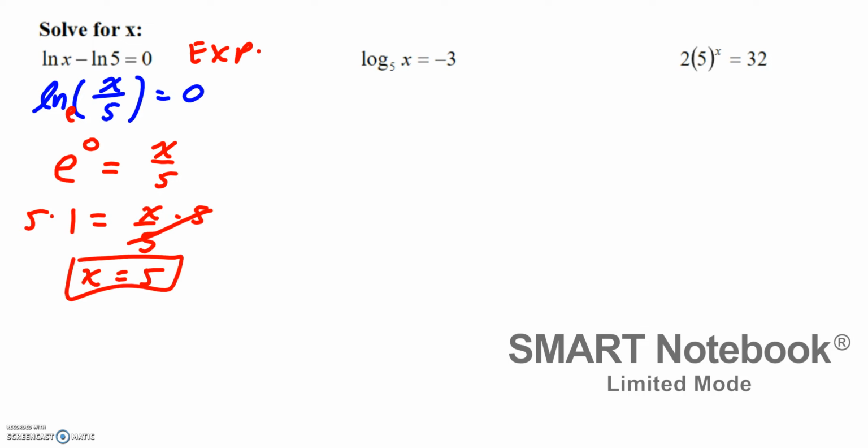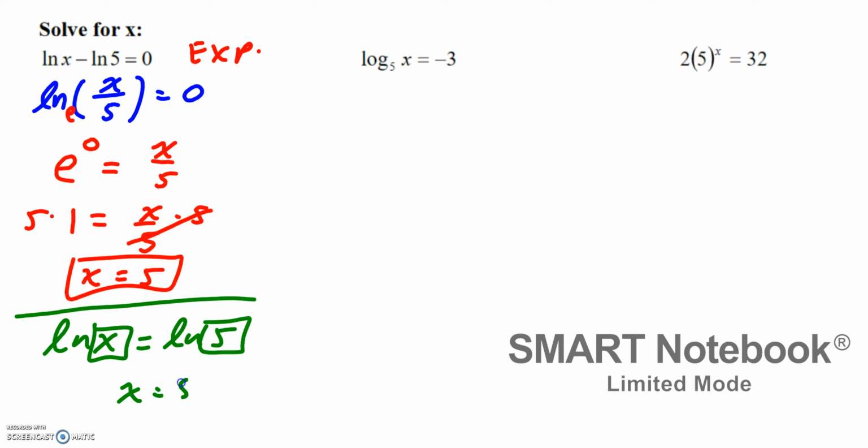Not too bad. An even better way to solve this equation, ln of x equals ln of 5. Move this over at the beginning. Because this is the same log with the same base, I know the arguments must be equal, so x must be 5. 2 excellent ways to solve the same equation.